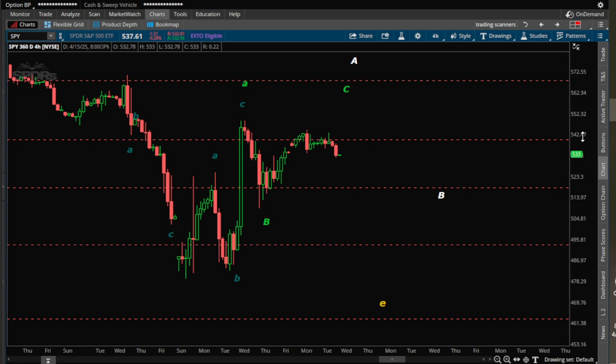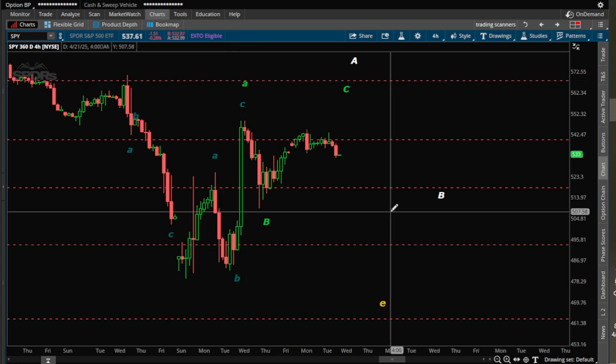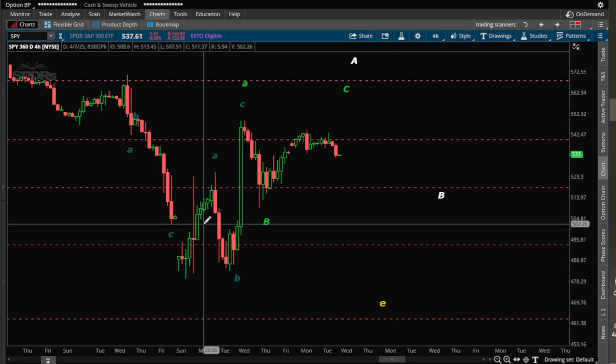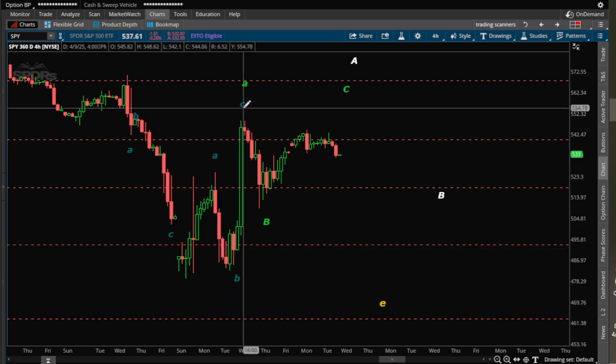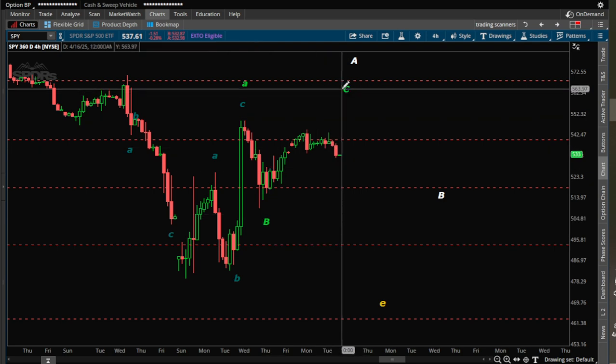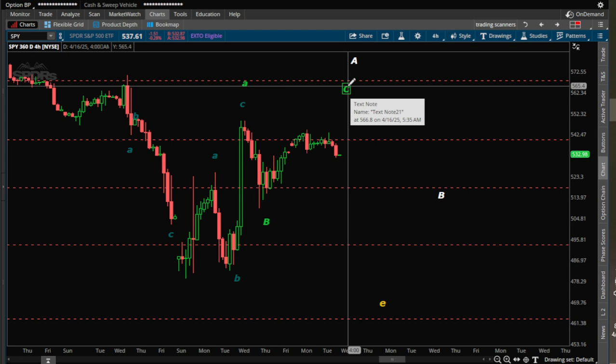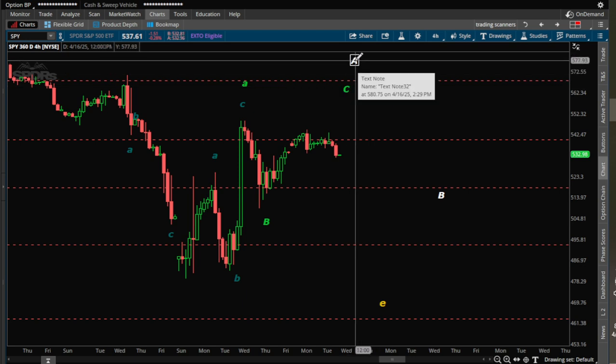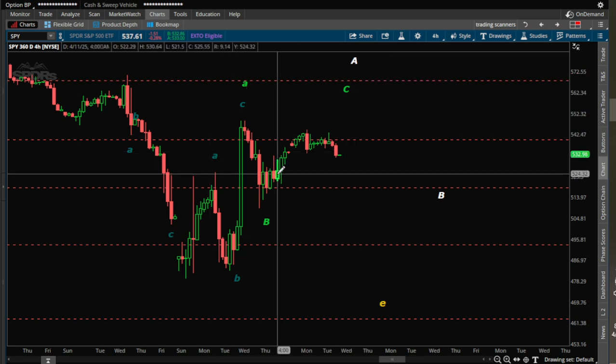A couple of possibilities on a lower time frame. So right now I have this light greenish blue, a dark green color, and a white. So 3 degrees here on a lower time frame. So I have 3 moves here, A, B, C, which makes a bigger degree A, or B, and then I think we're heading for a C here. This would make a bigger degree A. So these are minuet and sub-minuet degrees. Okay, so a lot smaller moves.